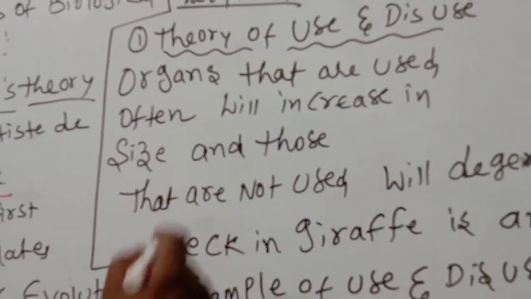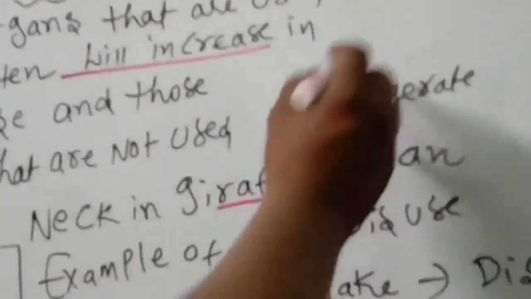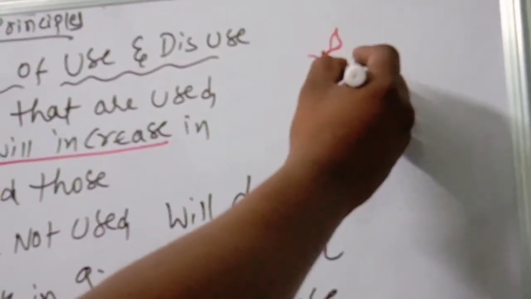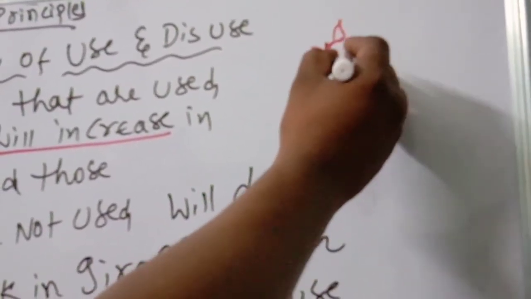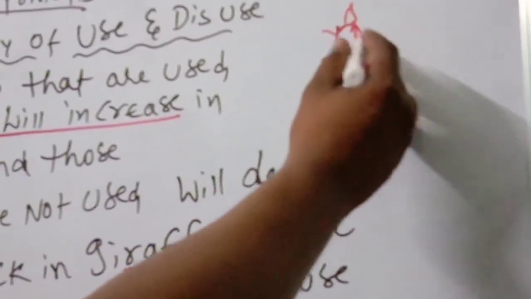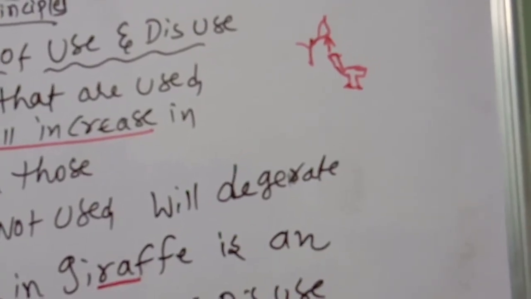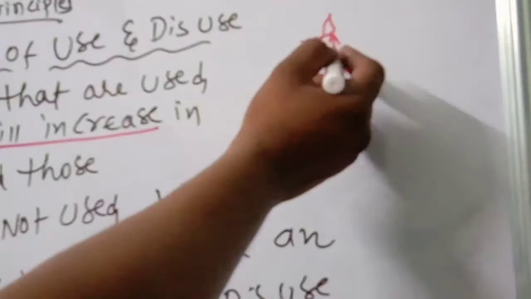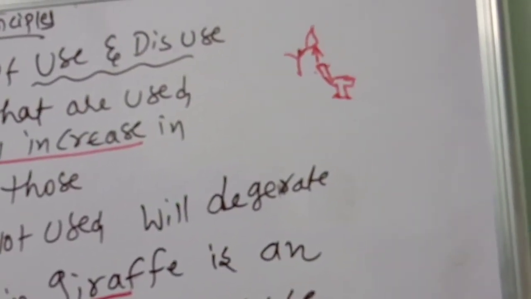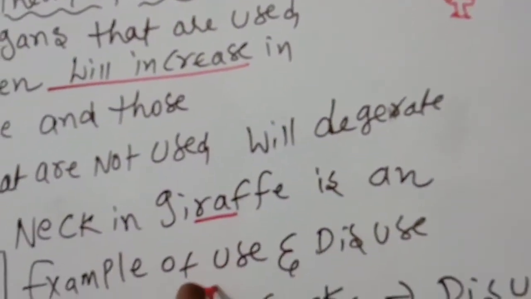For example, the giraffe. The giraffe will always try to reach the plant, so automatically the neck of the giraffe will be enlarged. Why? The giraffe continuously uses its neck to get the leaves. That's why the neck in giraffe is an example of use.